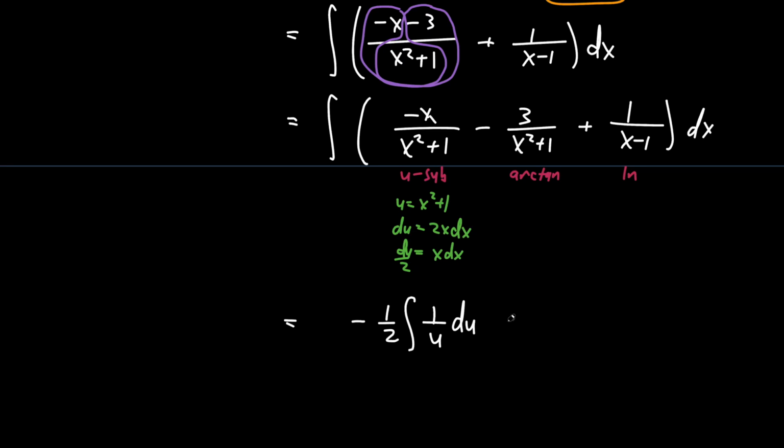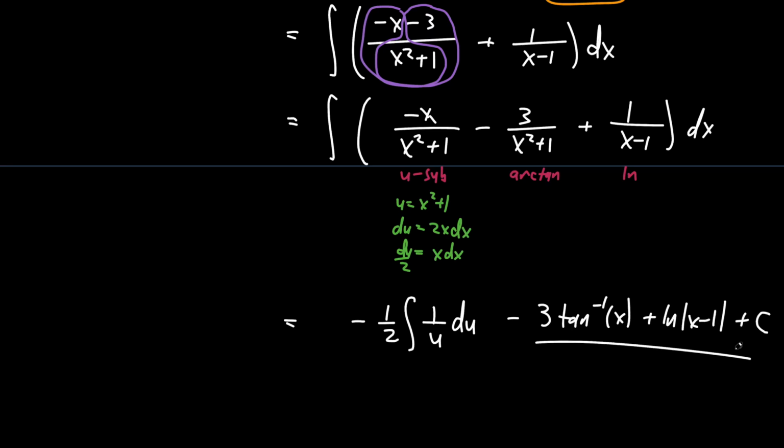Now, the rest of it becomes 3 arctan x, or 3 tan inverse, however you want to write that notation. And then over here, this becomes ln x minus 1. So I'm just doing these other ones for now, just so that I have them.